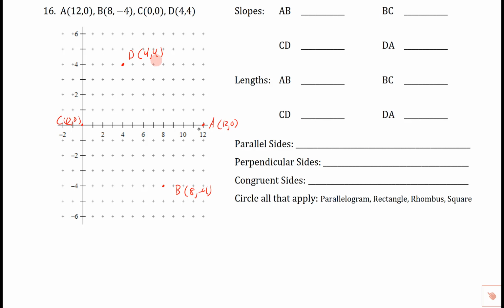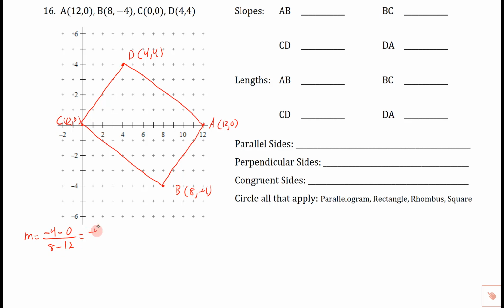Now we'll go ahead and connect these. And again, the scale on each one of these axes, they're stretched a little bit differently. So we're going to have to be a little careful on this one. Let's go ahead and find the slope between A and B. I'm going to go ahead and find this one using the slope formula. So I'm going to do y2 minus y1 over x2 minus x1. So I'm going to do -4 minus 0, y2 minus y1. And then I'm going to do x2, so that's going to be 8 minus 12.